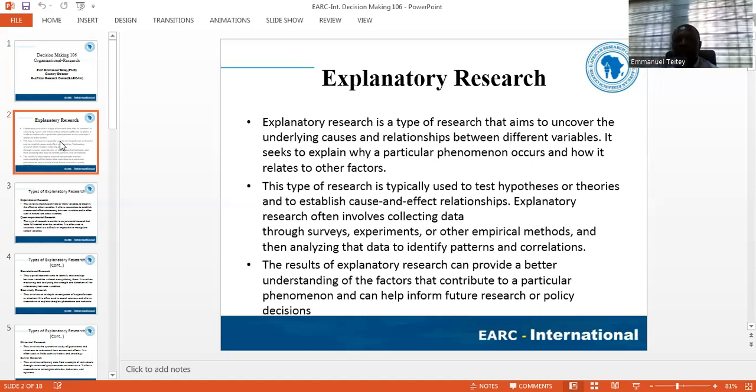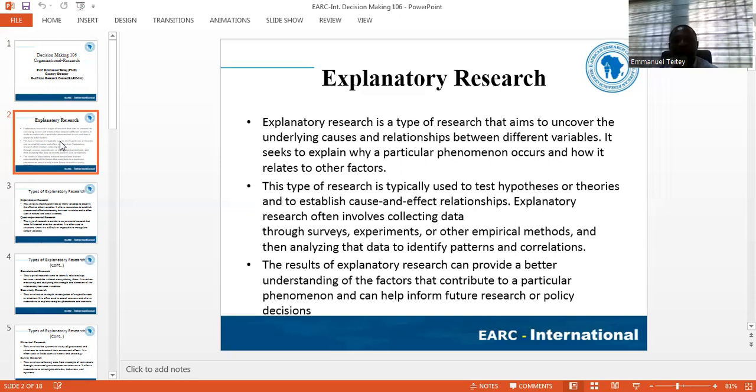So, explanatory research. Explanatory research is the type of research that aims to uncover the underlying cause and the relationships between different variables. It seeks to explain why a particular phenomenon occurs and how it relates to other factors. This type of research is typically used to test hypotheses or theories and to establish cause and effect relationships.